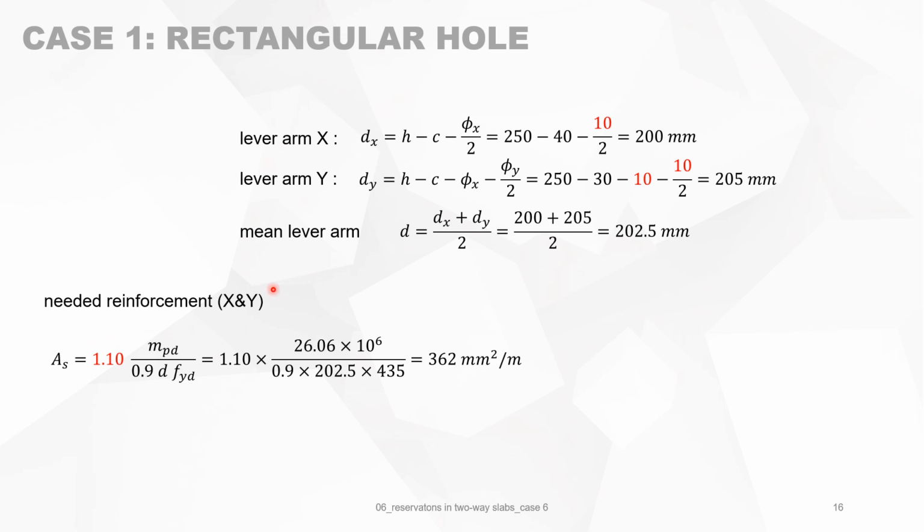The needed reinforcement in X and Y direction is then the bending moment divided by the lever arm, but we add 10% because this is an upper bound method. We put in the different numbers, and we need 362 square millimeters per meter in X and Y direction. So 5 diameter 10 per meter will be okay, because then you got 393 instead of 362. So the reinforcement is for top and bottom of the slab. It's in the X direction and the Y direction.